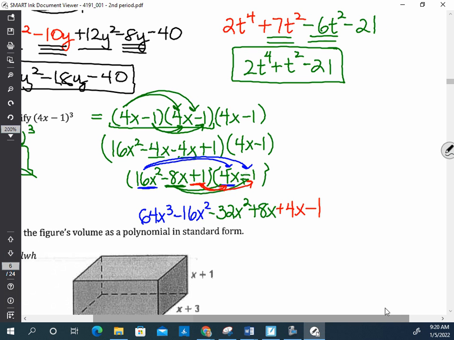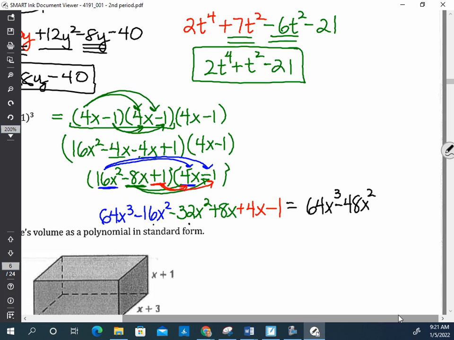Now all that's left to do is combine like terms. 64x to the third, can it go with anyone? Nope. Negative 16x squared, can it go with anyone? The person sitting right next to it. So negative 48x squared. 8 and 4 can go together. And minus 1 just has to come over. There you go. Problem's over.